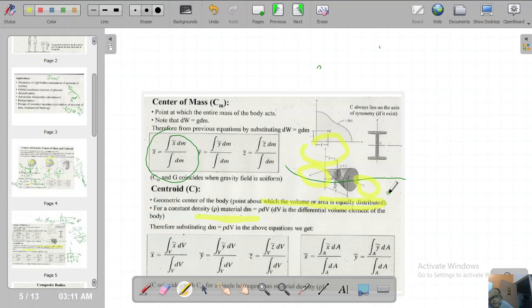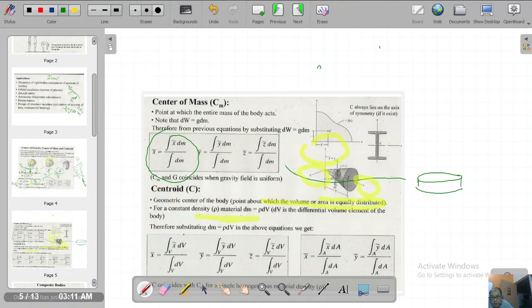volume. For volume, if you look at it, they have taken a disk as an element in order to represent dV, because a disk is basically a cylinder. A disk is basically a cylinder. If this disk is a finite disk, it will be like a cylinder. Okay, it will have some area.